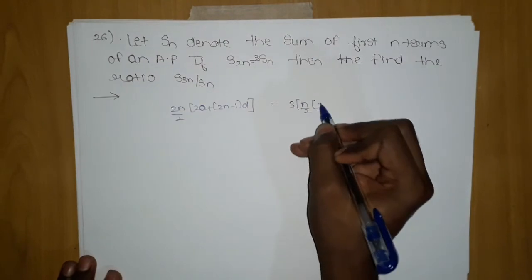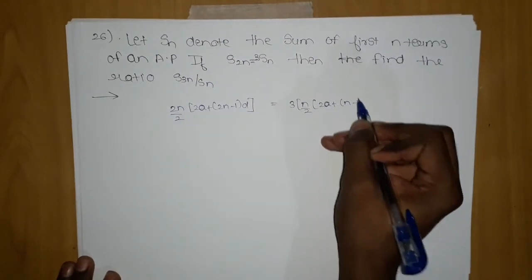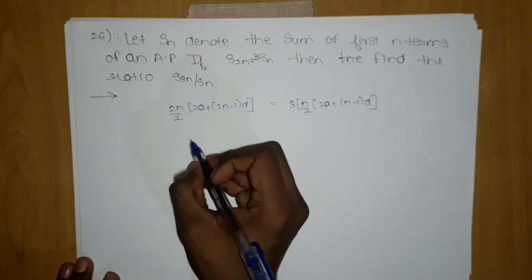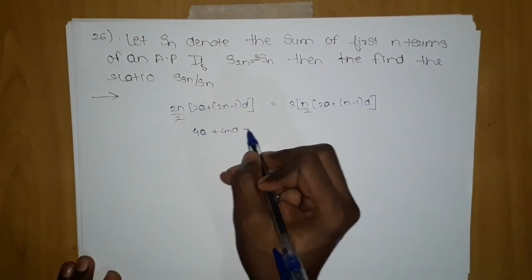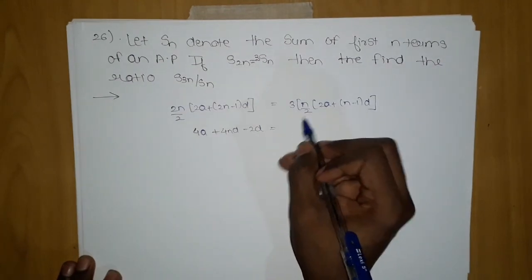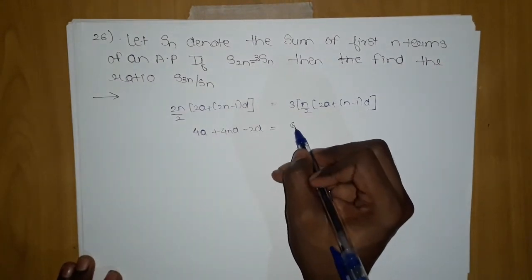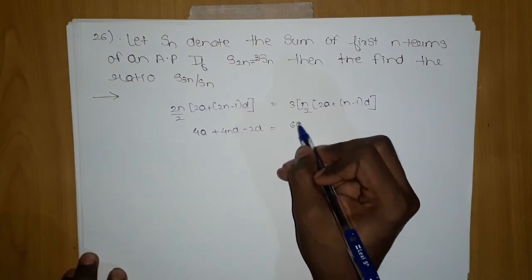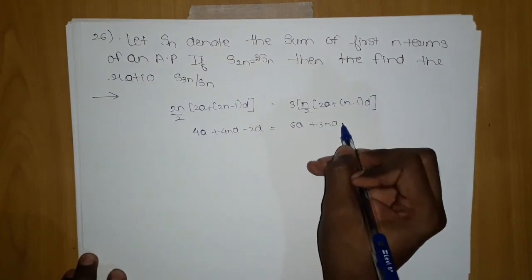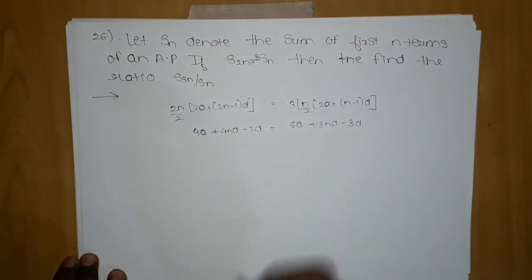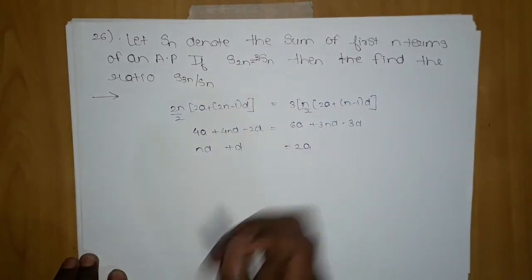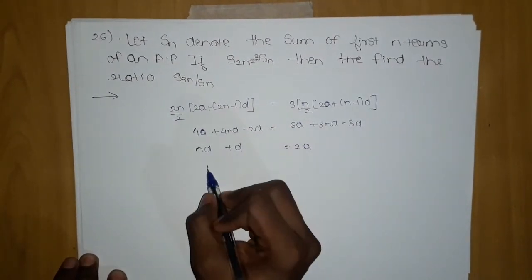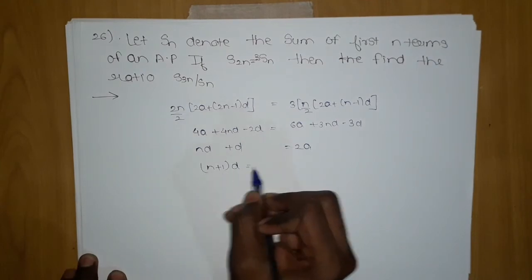n by 2 bracket 2a plus n minus 1 into d. This n by 2 will cancel out, giving me 4a plus 4nd minus 2d. Which here will be 6a plus 3nd minus 3d. If I cancel out 2a, this will give me nd, and if I bring it over, this will be d. So I am getting n plus 1 into d is equal to 2a.